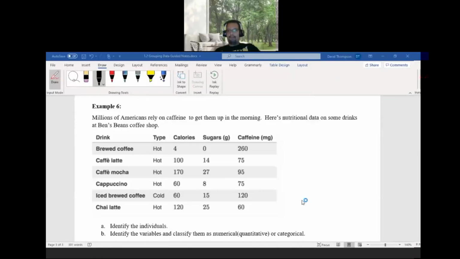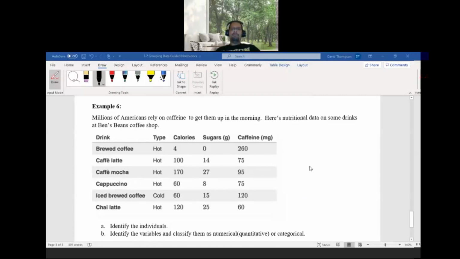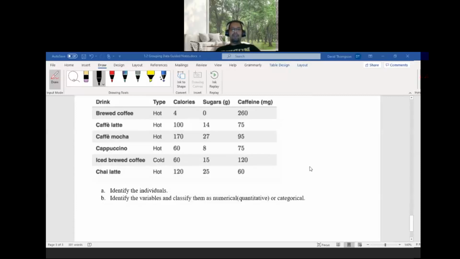Example 6. Millions of Americans rely on caffeine to get them up in the morning. Here's nutritional data on some drinks at Ben's Beans Coffee Shop. So we're looking at drinks, types of drinks, calories, sugars, and caffeine. So first we're going to identify the individuals. The individuals we're talking about in this example is the drinks. Next, identify the variables and classify them as numerical or categorical.